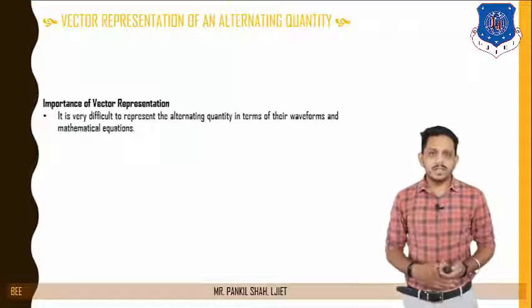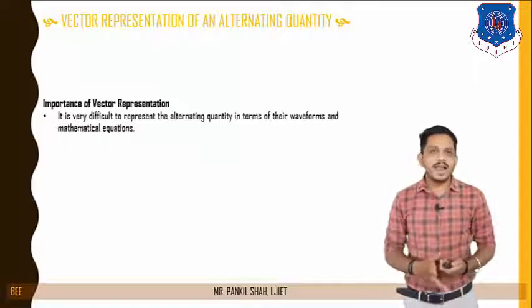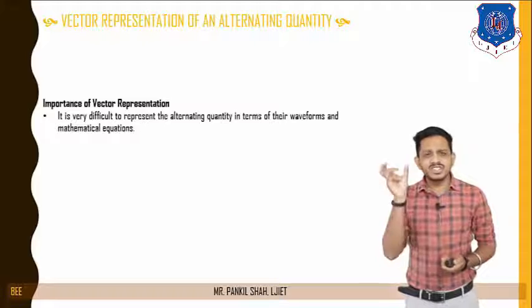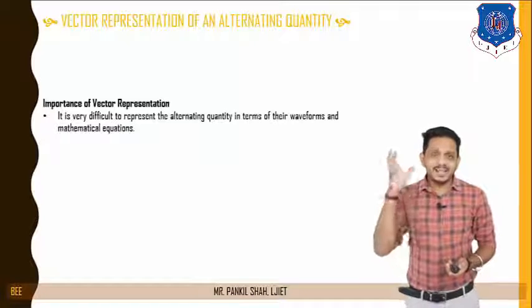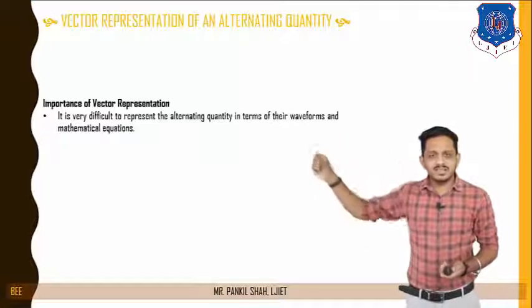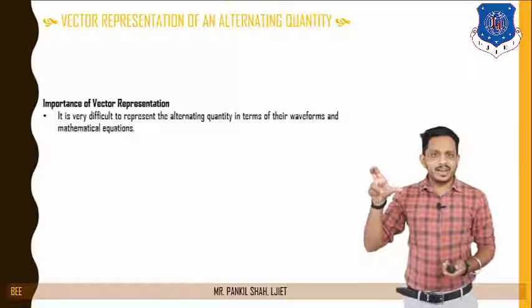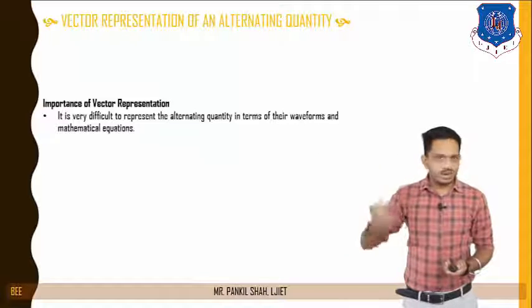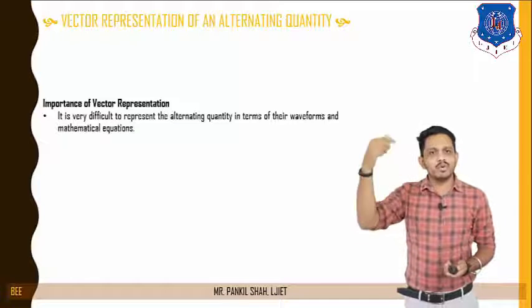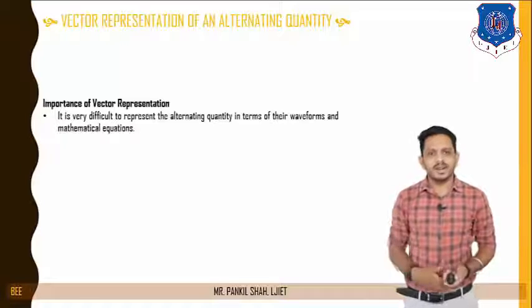The first important point is that it is very difficult to represent the alternating quantity in terms of waveforms and mathematical equations, whereas in vector form you have to just represent a line. And that line itself tells the whole data of that alternating quantity. If one line is drawn at some angle, 190 degree for example, the magnitude of that line will be the magnitude of your alternating quantity, and the angle from 0 to that vector will be the angle of rotation of your alternating quantity. So we can easily find the phase angle and the magnitude from the vector diagram.